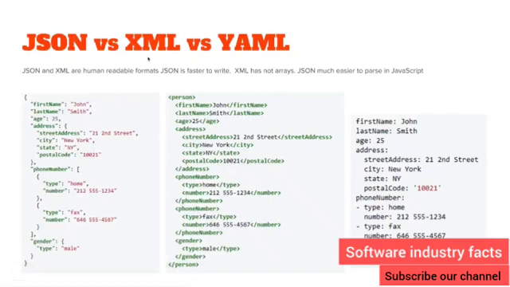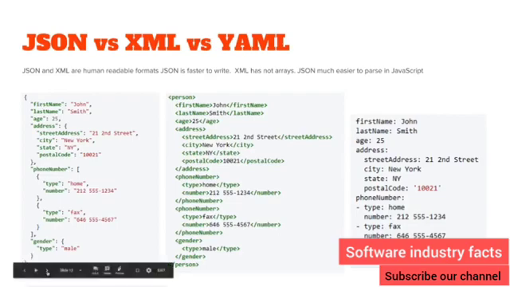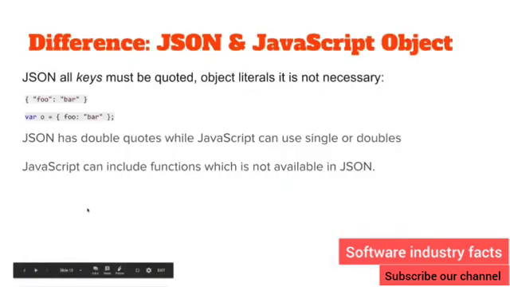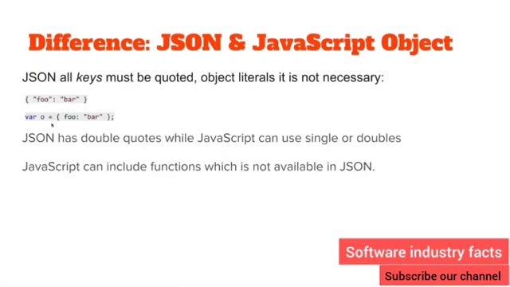So JSON versus XML versus YAML. So there are some differences. JSON's the one here on the left-hand side. So this is one of the easiest ones to read, write, and use within JavaScript. So there are some differences, of course, between JavaScript and JSON. So within JavaScript, we don't need to have the quotes around it. Within JSON, we need to have double quotes. So JavaScript can be single or double quotes. Also, we can't run any functions within JSON either.